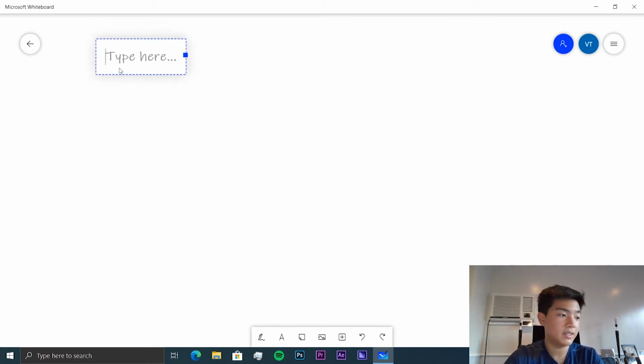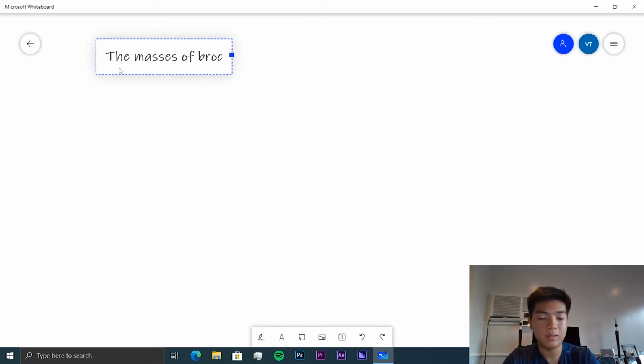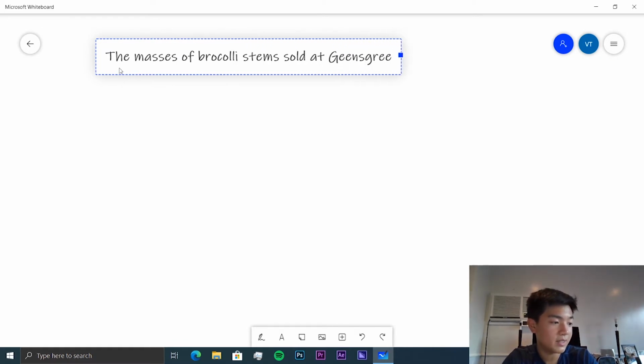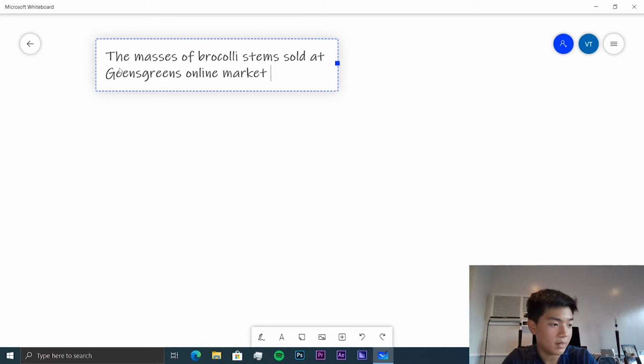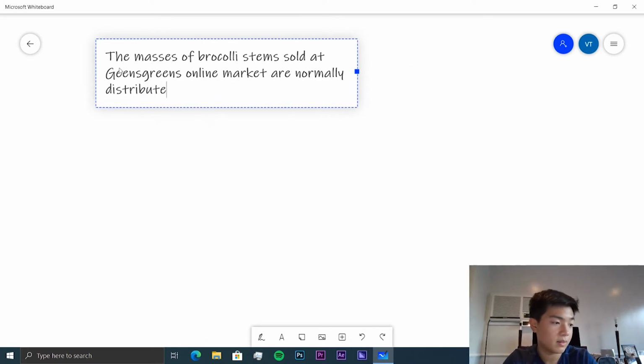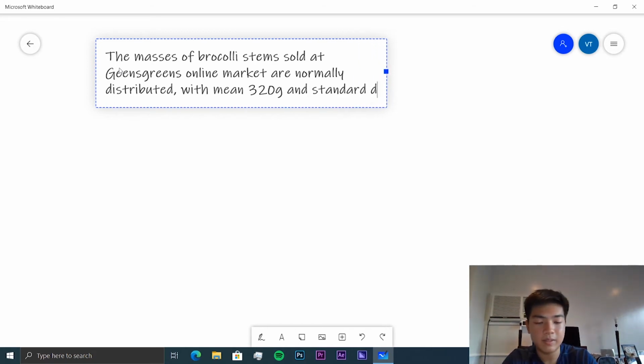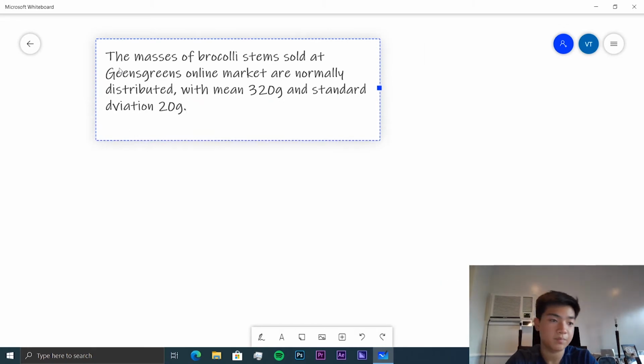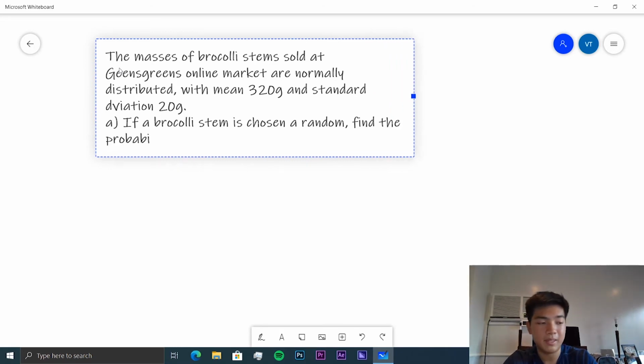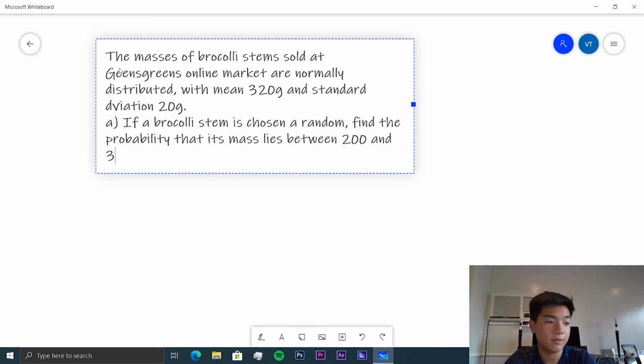And the final question is: the masses of broccoli stems sold at Jeans Green's online market are normally distributed with mean 320 grams and standard deviation 20 grams. So first, if a broccoli stem is chosen, I can't spell, at random, find the probability that its mass lies between 200 and 350 grams.